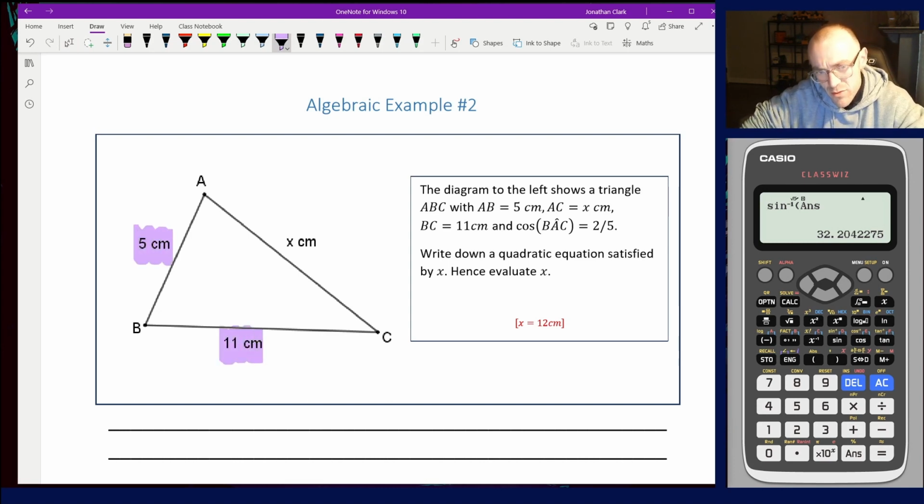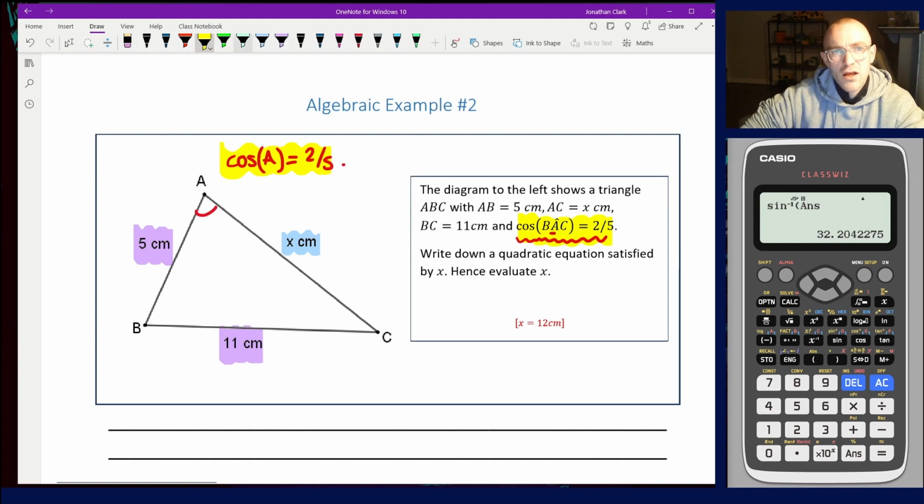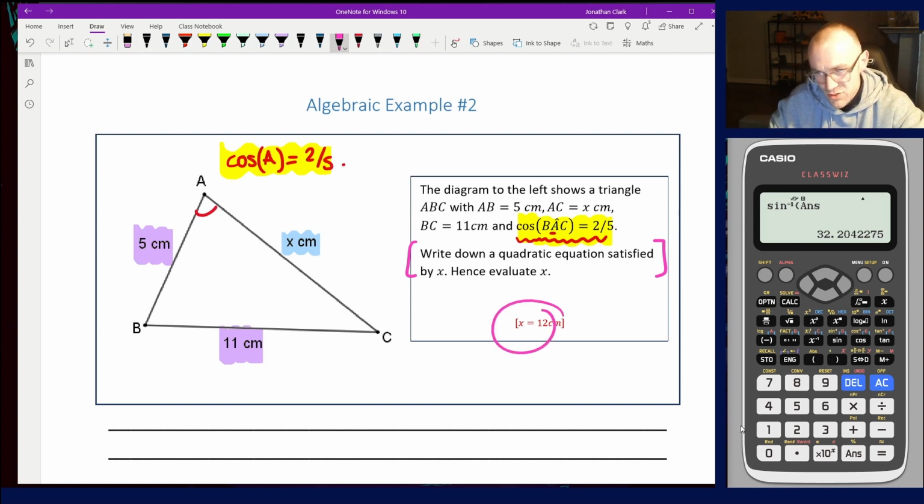We've got 3 sides again. This time, 2 of them we have numerical values for, and 1 of them we have an x for. We're also told that cos of BAC, so that is the angle at A, is equal to 2/5. Cos of A. The question says, write down a quadratic equation with x in it and use it to work x out. Apparently x is 12.